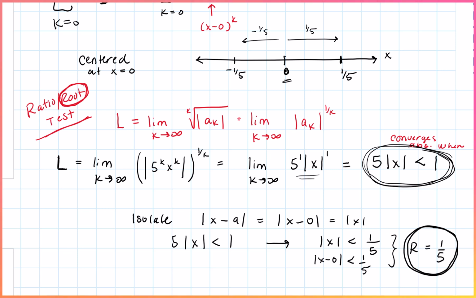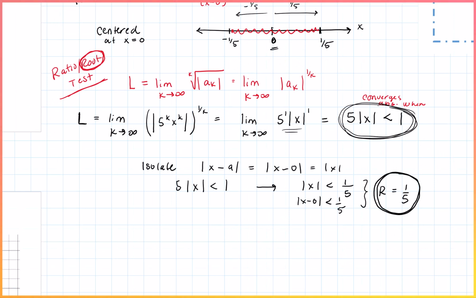So we know that we converge between negative 1/5 and 1/5. What we don't know is what's happening at 1/5 and negative 1/5. Should I put a parenthesis or should I put a bracket? That's what we don't know yet. So we've got to get in there. We've got to test those endpoints. But we do know that the radius of convergence is 1/5. So now let's figure out the interval of convergence.